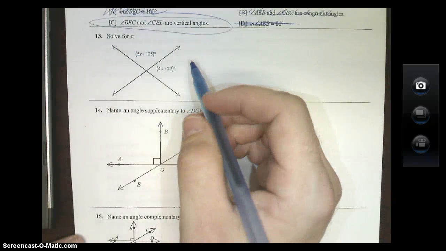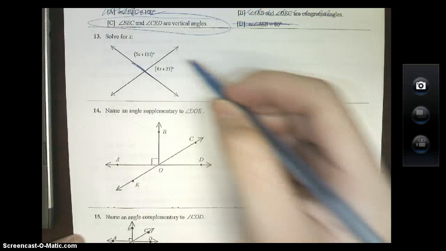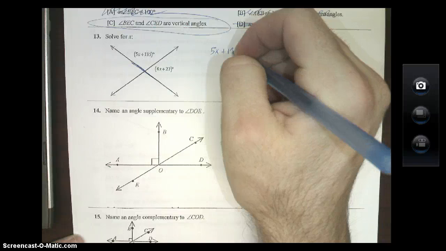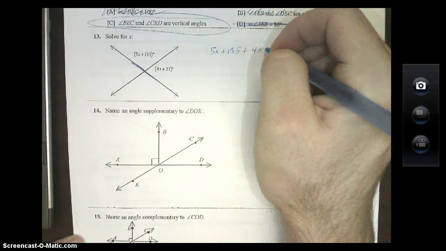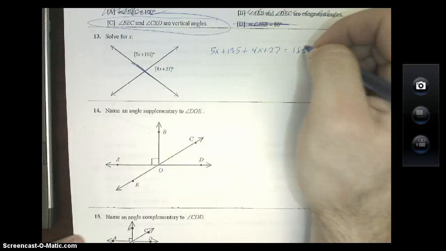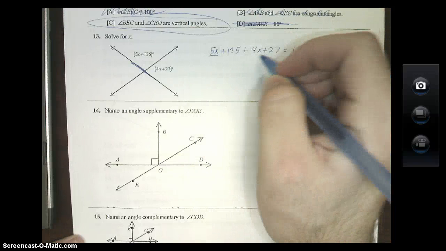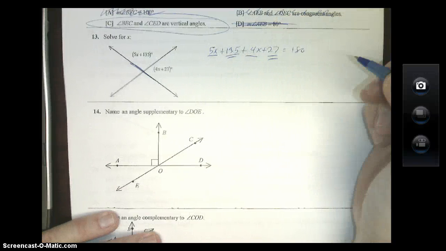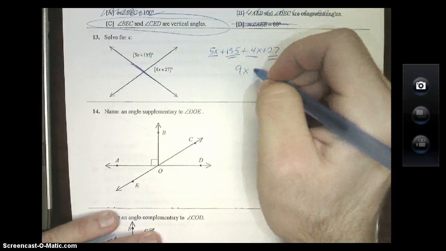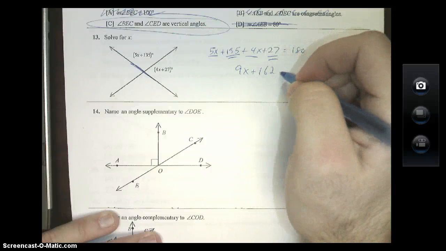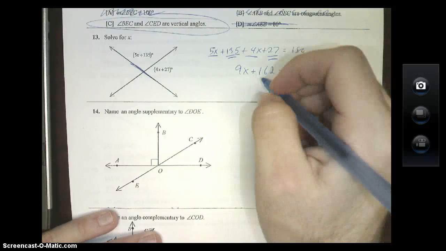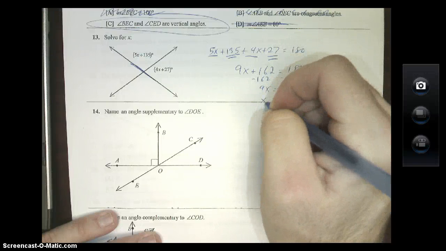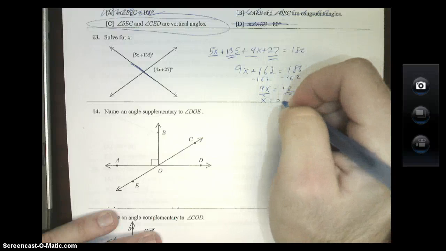We just talked about this, and we're bringing it back up again. These are linear pairs, which means they have to add to 180. So linear pair, add them together, 5x plus 135 plus 4x plus 27 equals 180. Okay. We've been working on this all year long. Combine like terms. I like to underline them. So we got 9x plus 162 equals 180. All right, we're going to subtract 162 from both sides. 9x equals 18. Divide by 9, x equals 2.